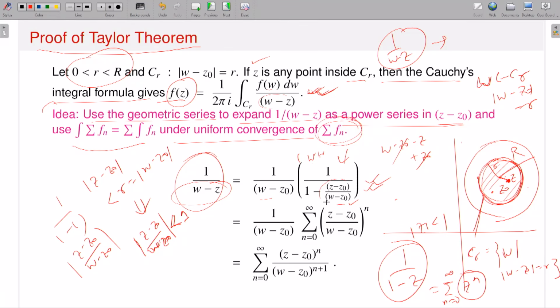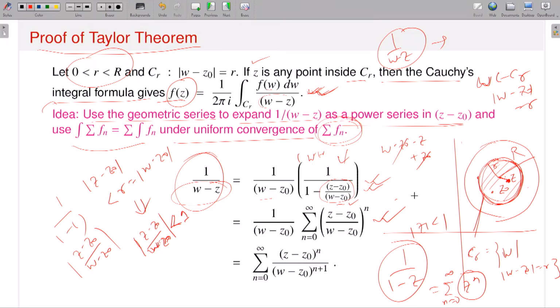The modulus of this quantity is strictly less than 1 because w runs over the circle of center z0 and radius r, and the complex number z sits interior to CR. So the absolute value of z minus z0 is strictly less than the modulus of w minus z0, that means the modulus of z minus z0 divided by w minus z0 is strictly less than 1, and then I will have a geometric series expansion. So this is 1 by w minus z0, kept as it is, times the sum of z minus z0 divided by w minus z0 to the power n. Then I push this w minus z0 inside the summation.